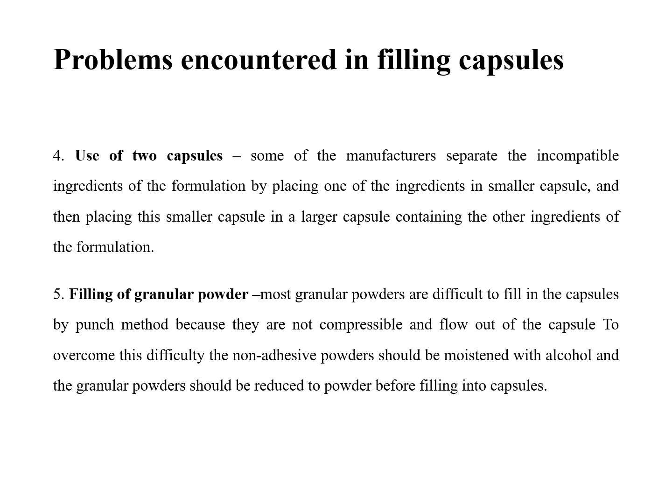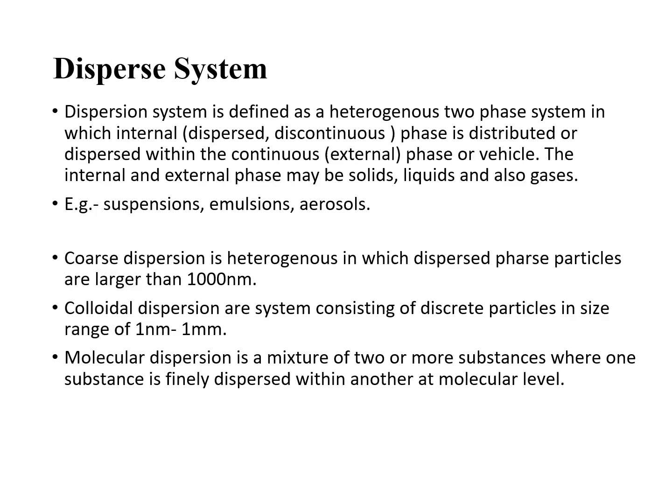Filling of granular powder. Most granular powders are difficult to fill in the capsule by the punch method because they are not compressible and flow out of the capsule. To overcome this difficulty, non-adhesive powder should be moistened with alcohol and the granular powder should be reduced to powder before filling into the capsules.